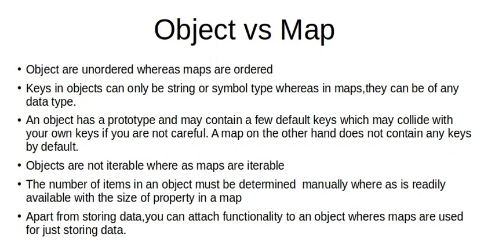So, apart from storing data, you can attach functionality to an object, whereas maps are used for just storing data. And as an example, using a const or let as a function. Now you can store a value in them and still you can store a value in the object and still use it as a function. Whereas in maps, you're just using them for storing data.